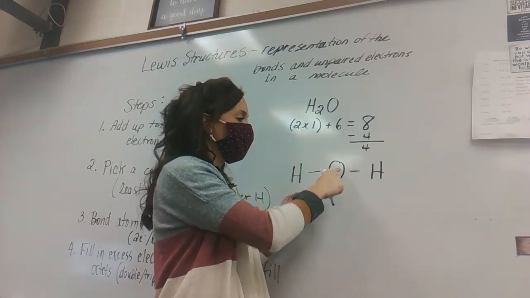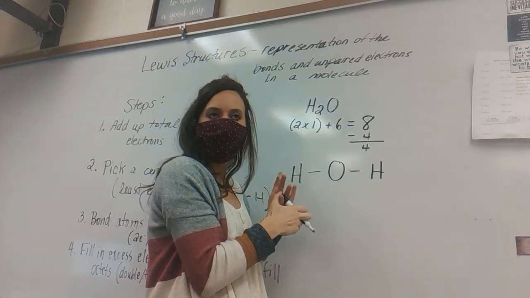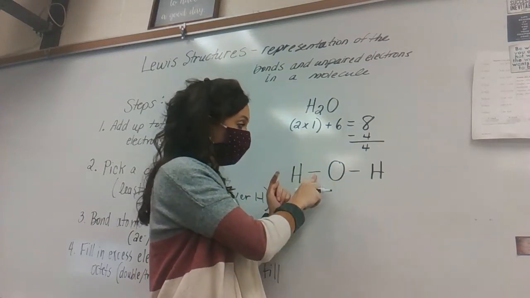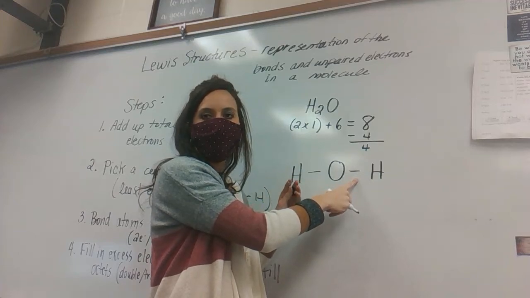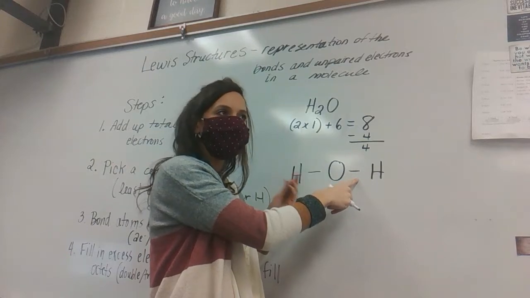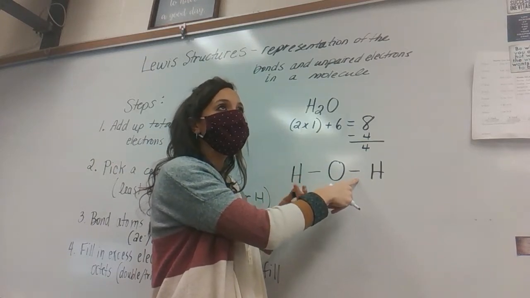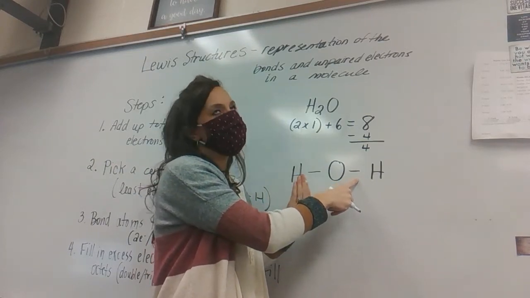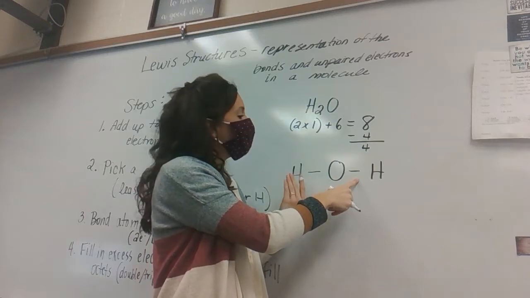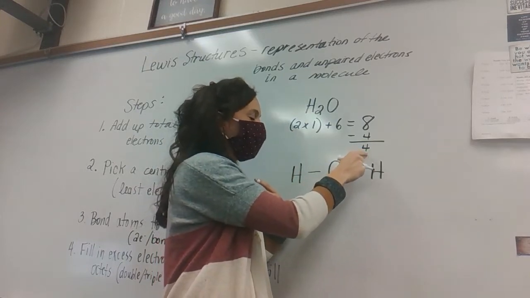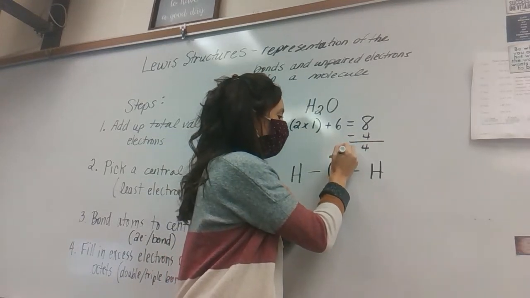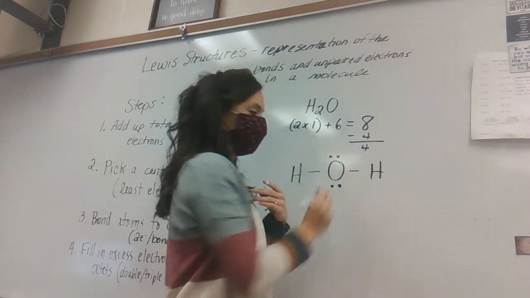How many does oxygen have right now? 2, 4. How many does it need to fill its octet? Oct. What's oct? 8. All atoms need 8 electrons besides hydrogen and helium. So it needs 8. It has 4. So these 4 are going to go on here as lone pairs.